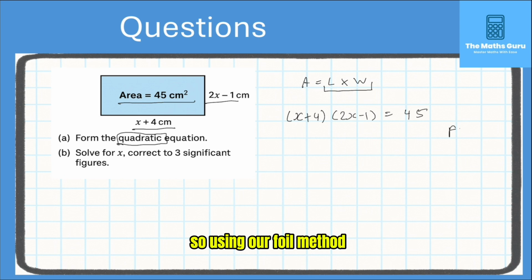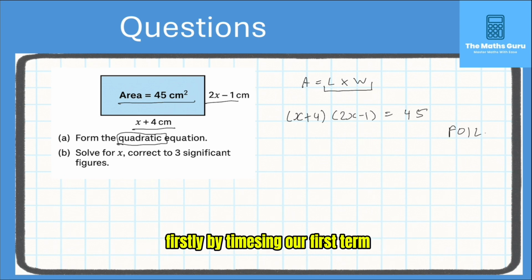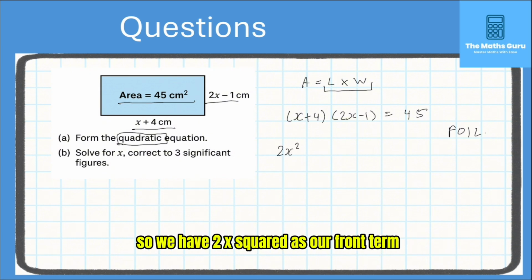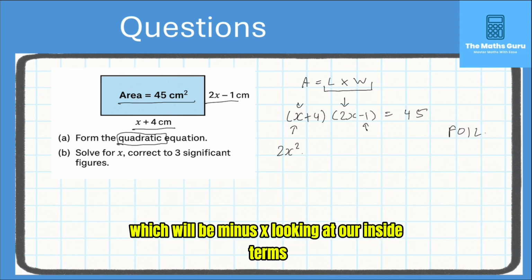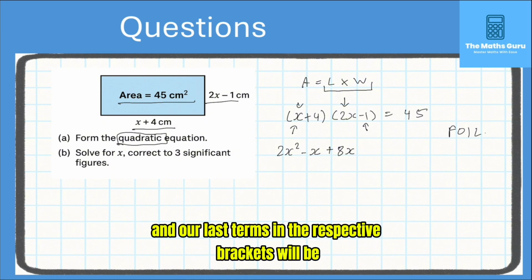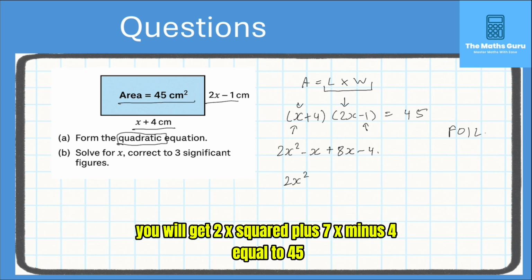So using our FOIL method, where we'll expand out these brackets, firstly by multiplying our first terms. So we have 2x squared as our front term times our front term. Then looking at our outside terms, which will be our x times minus 1, which will be minus x. Looking at our inside terms, we have plus 8x, and our last terms in the respective brackets will be minus 4. Simplifying by collecting like terms, we'll get 2x squared plus 7x minus 4 equal to 45.